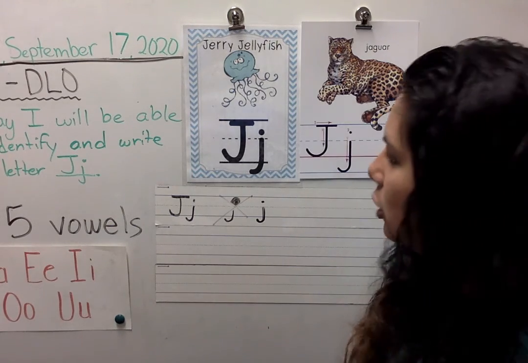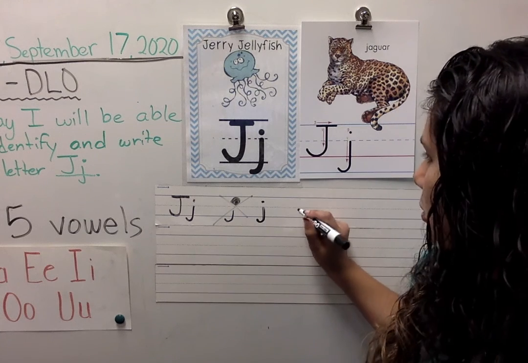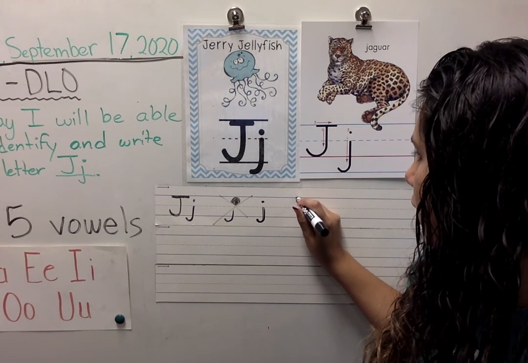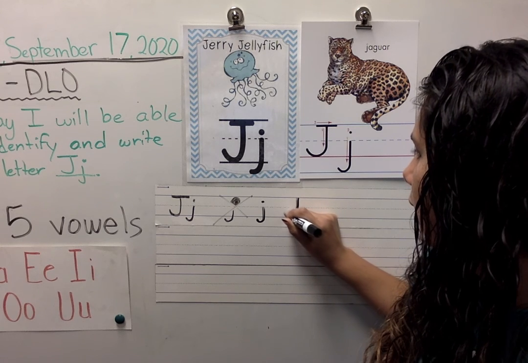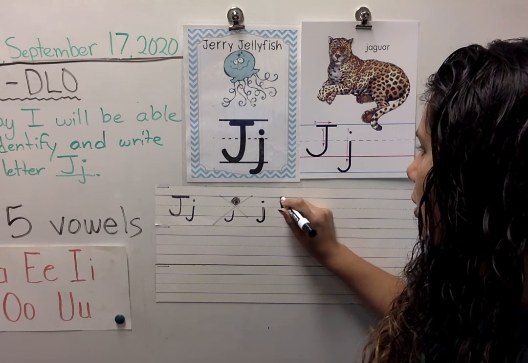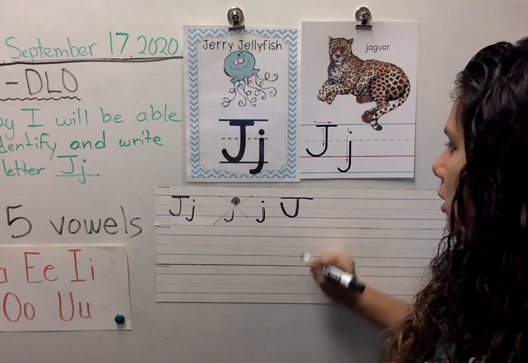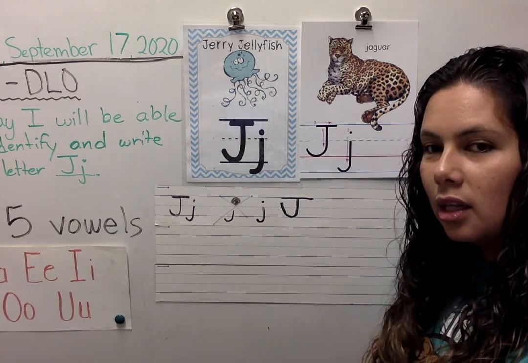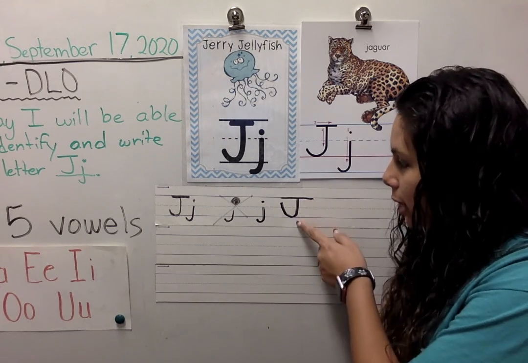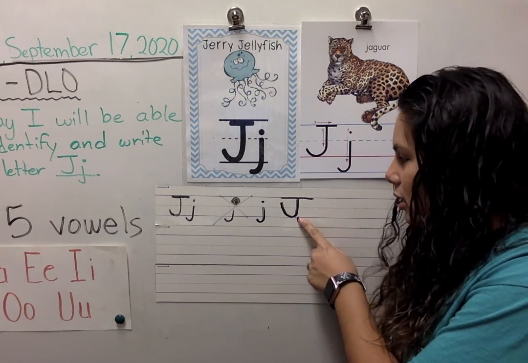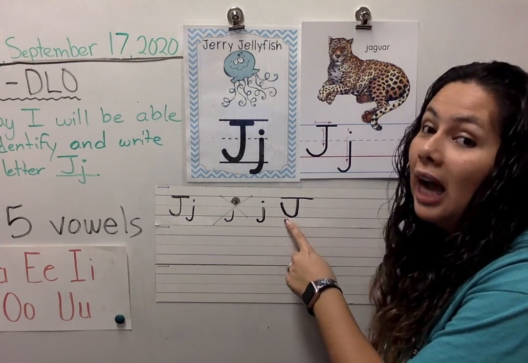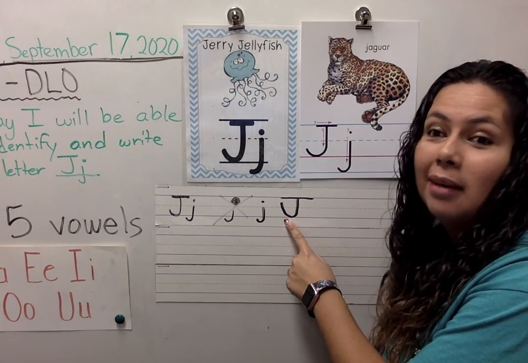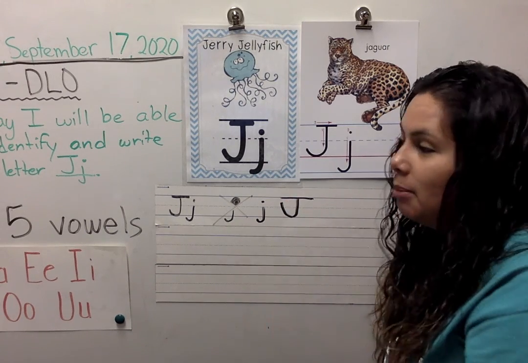Now, sometimes when we do our capital J, we'll say, okay, I can do this, so you'll go like this, start right here, come down, and then you go like that, and then you go like this. Well, did I start from top to bottom? I did. Did I do like a little tail? I did, but that tail went way up high. It almost touches the top, huh?